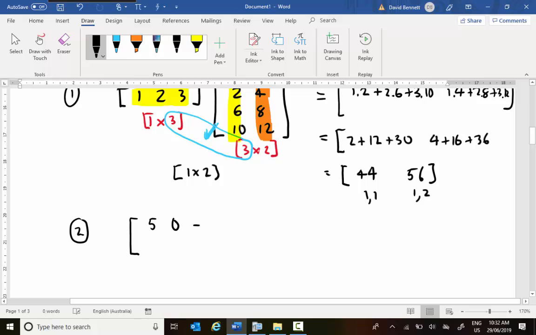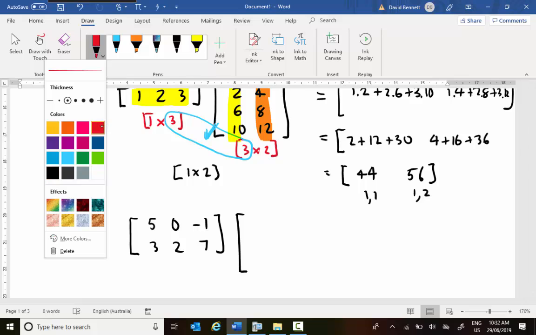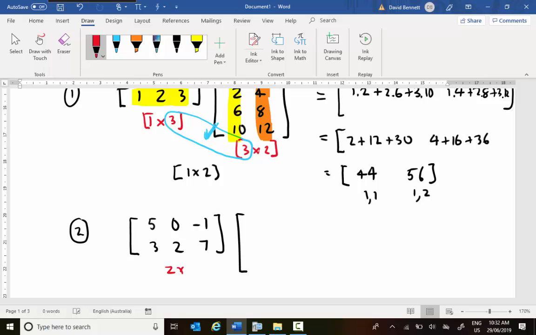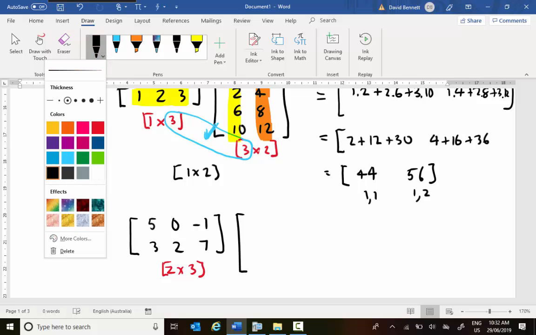5, 0, negative 1, 3, 2, 7, and then we can times that by another matrix. Now, if I've got that there, this matrix here, how did we define that? Well, it's got 2 rows and it's got 3 columns. Remember, we're using square brackets for matrices. So if I want to times that by something else, then I need to make that a 3 by something. All right, so let's do 3 by 2, and that will give us a 2 by 2 as our answer.